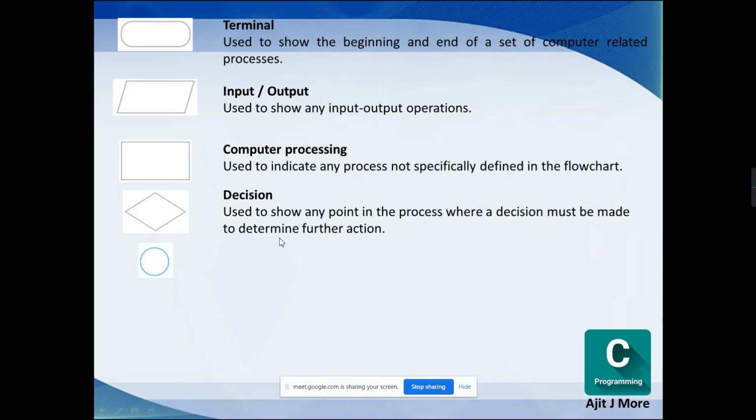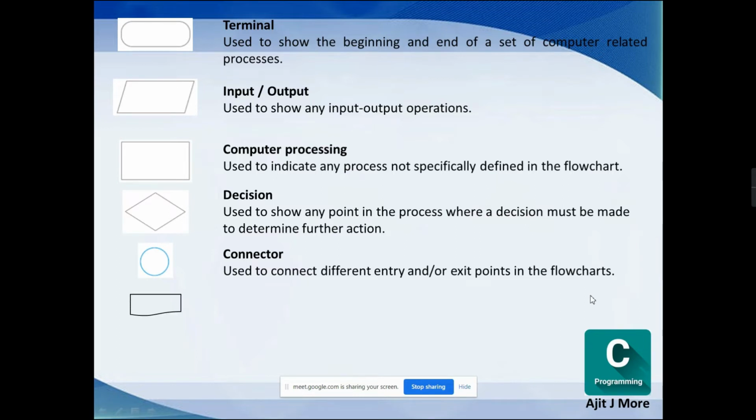Then the circle will act like a connector. Actually, we put a cross sign also within it. So it's a connector. When do we generally need it? When on one page the algorithm is not over and you want to continue the flowchart flow on the next line, at that time you show it. So it is used to connect different entry and exit points in the flowchart. This is generally for printing purposes.